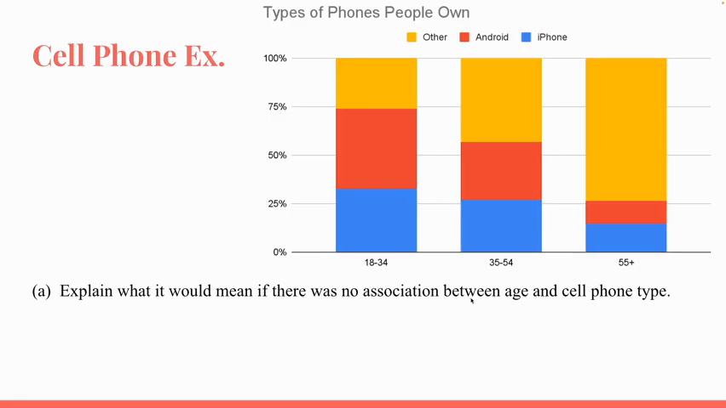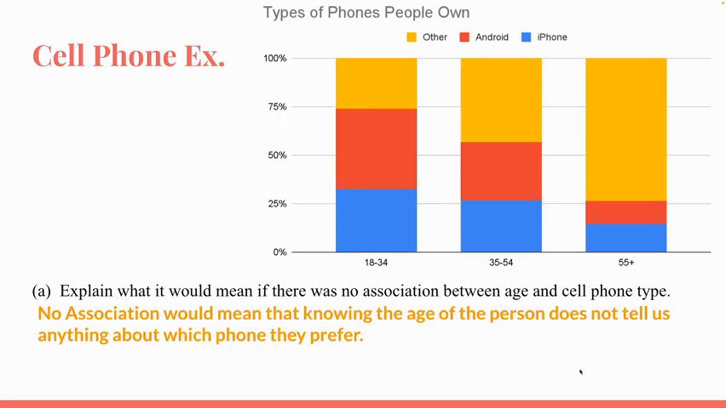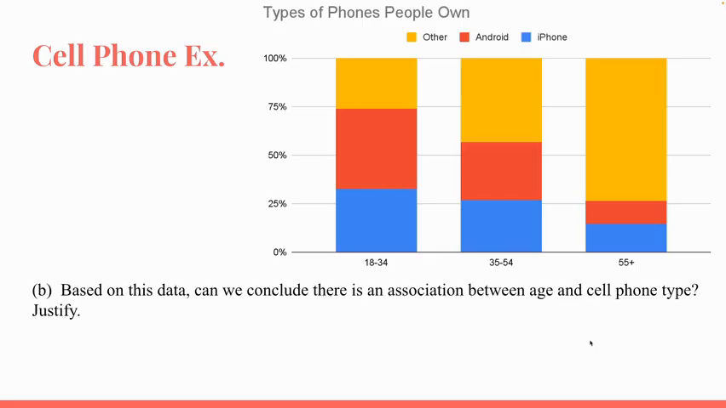Okay, so here's our segmented bar graph that we drew earlier. So explain what it would mean if there was no association between age and cell phone types. So hopefully you remember we just talked about this. No association would mean that knowing the age of the person does not tell us anything about which phone they prefer. And the bars would all look the exact same. Based on this data, can we conclude there's an association between age and cell phone type? Are the bars different? Yes.